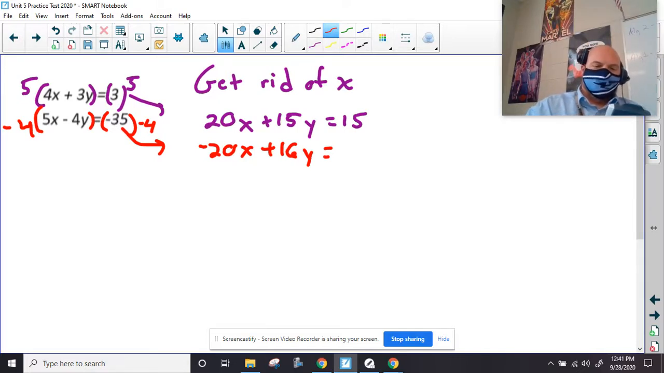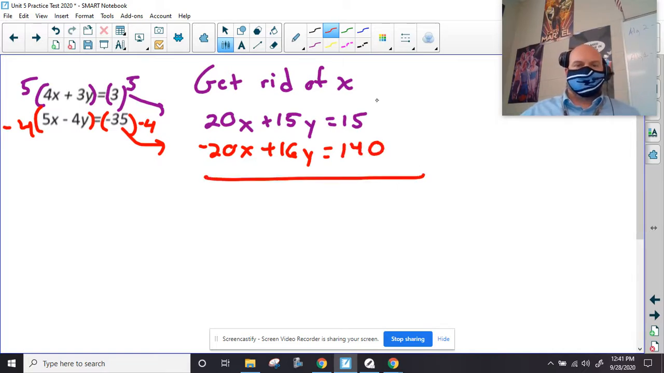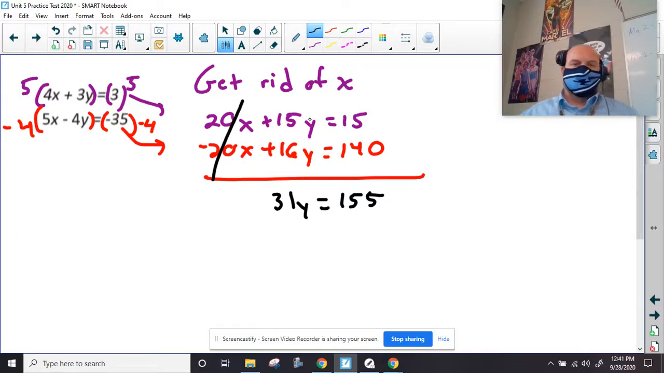5 times 4. All right, 140. So x's go away. This is 155 divided by 31.